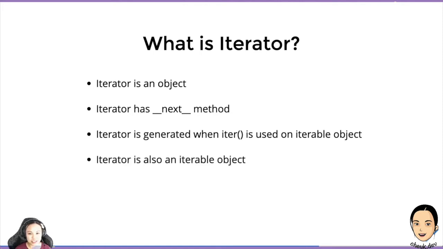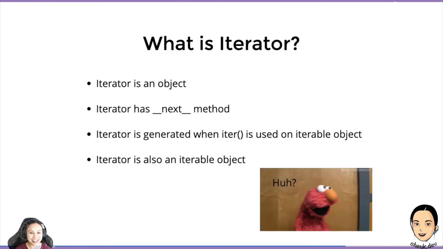So the interesting thing is that an iterator is also an iterable object. So kind of inception going on here. It's a bit confusing. Sometimes people mess these two up, iterator and iterable. Because an iterator is also an iterable object, that's why people sometimes get confused. So let's hope that we will clear up some of these concepts today.